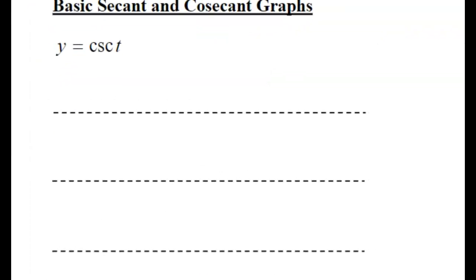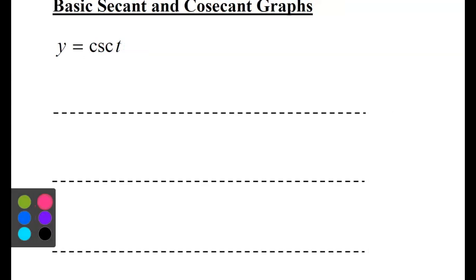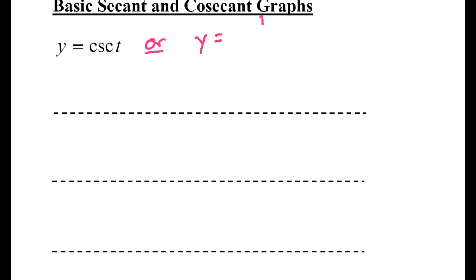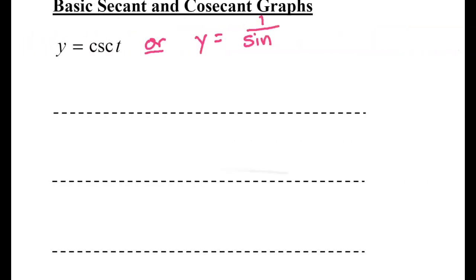All right, first we're graphing cosecant, and cosecant is the reciprocal of sine. So another way to write this is 1 over sine. Now our variable in this equation is t. So it is 1 over sine of t is another way you can write this. So first, we're going to graph the parent sine function.